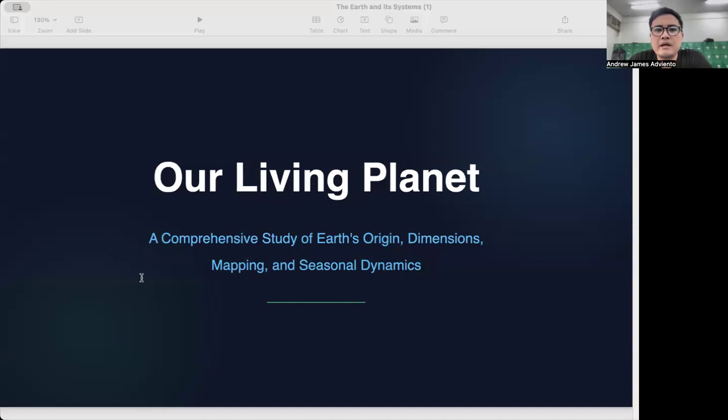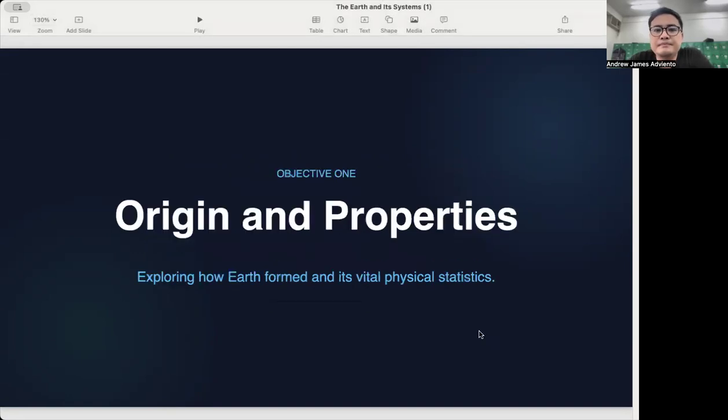Hello, good day. Now we will be embarking on a journey towards our home, and that is the Earth. We often take the ground beneath our feet for granted, but today we are going to look at it through a scientific lens. We will be exploring where Earth came from and how we measure its massive scale, how we find our way around it using invisible lines, and finally, why we experience the changing seasons.